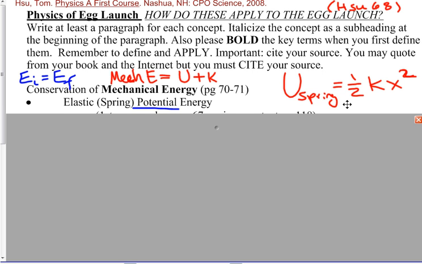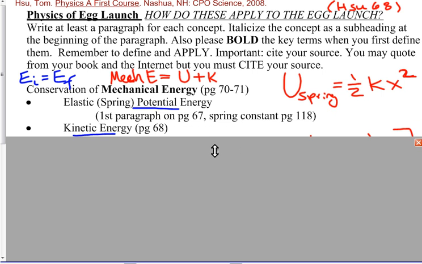In your paper, you don't have to have the equations, but K being the spring constant, X being the distance it was pulled back. So the elastic potential energy is converted into energy of motion called? Kinetic energy. Kinetic energy, that is correct. You can read more about that on page 68 in your textbook.